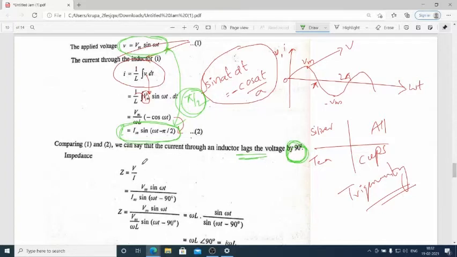Now we move on to impedance. What is meant by impedance? Z is equal to V upon I. I'm substituting voltage and current values. Okay, so I'm rearranging the terms. Vm sin omega t upon Im sin of omega t minus 90 degrees. So instead of Im, I am rewriting Vm upon omega L, sin of omega t minus 90 degrees. So this Vm cancels out. So omega is taken out from the denominator, sin omega t upon sin of omega t minus 90.